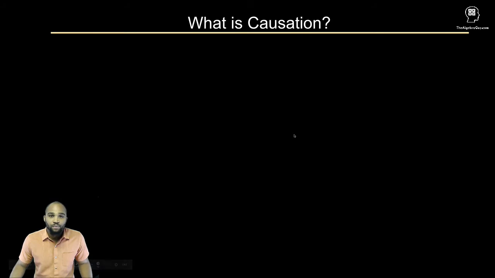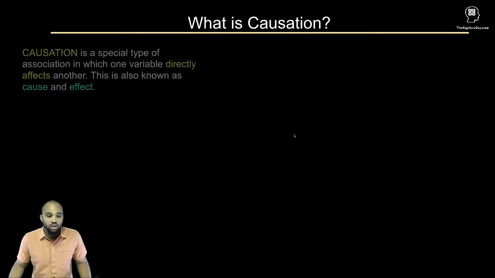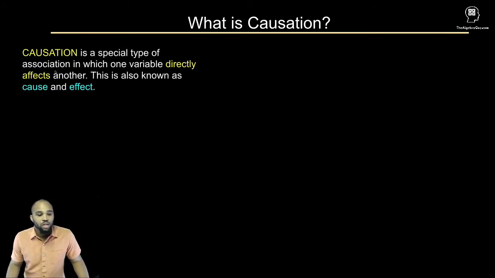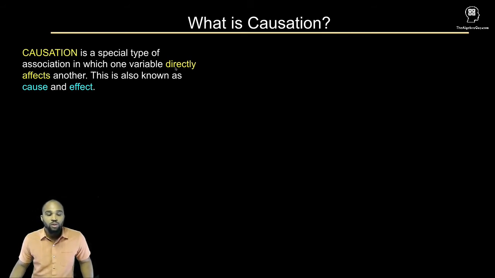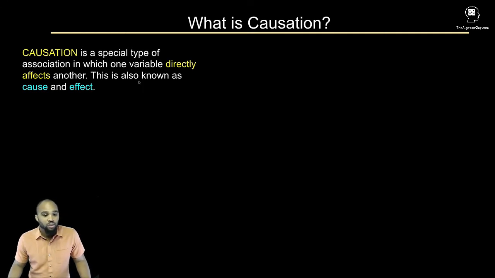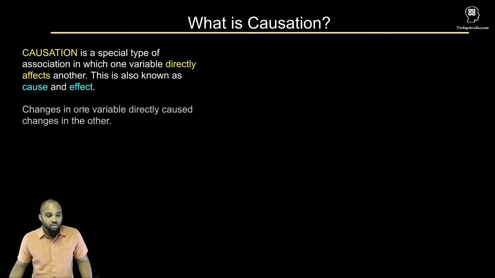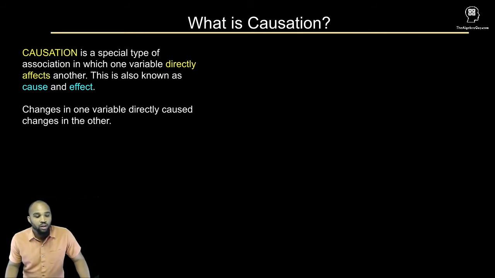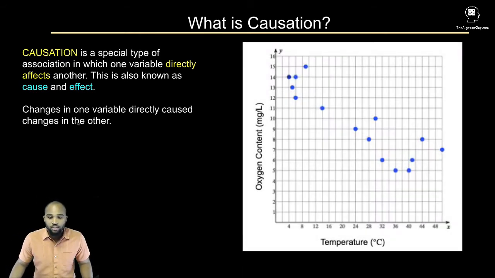So what is causation, on the other hand? Causation is a very special type of association in which one variable directly affects the other. That's the most important thing you got to get from this video, is that causation is when one thing directly affects the happening of another thing. This is also known as cause and effect. Changes in one variable directly cause changes in the other. So here's a situation like that.